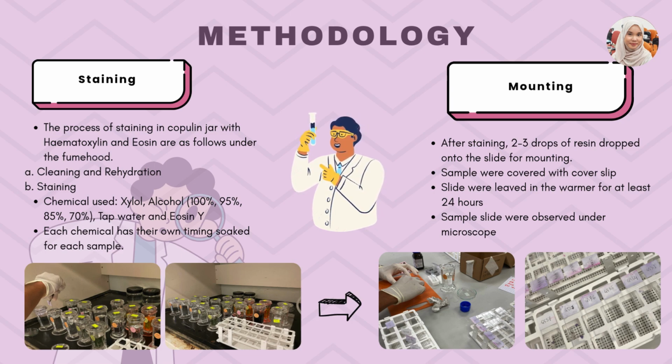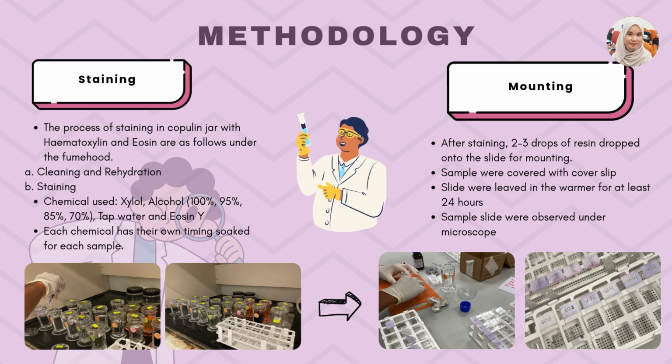The second last methodology in attaining the histology of fish tissues is staining and mounting. The process of staining in a Coplin jar with hematoxylin and eosin was executed under the fume hood. In histology, staining is a crucial technique that uses dyes to color tissue components, enhancing their visibility and contrast for microscopic examination.